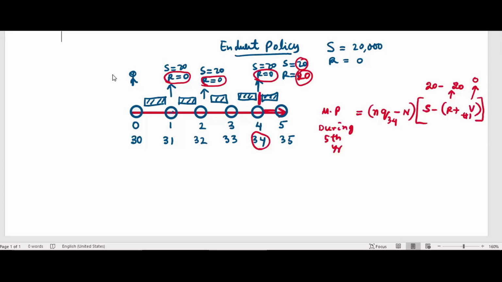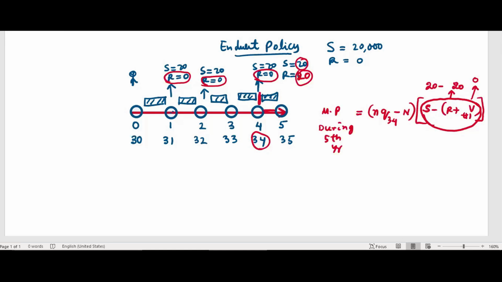This is 0 always. However, if you find during 4th year, there is no R here, and reserve will be there. So out of these three, in most of the cases, someone will be 0. Here, reserve will be 0. If you find during 4th year, reserve will be there, but R will be 0. Okay. If you find during 4th year, R will be 0. This will be there. Reserve will be there.